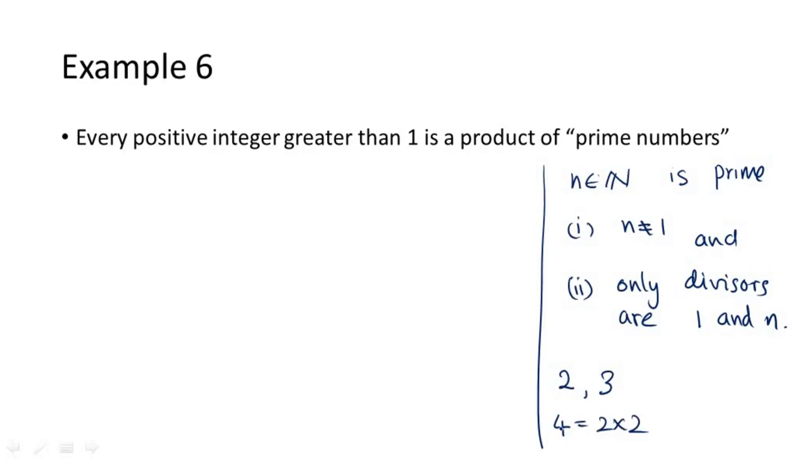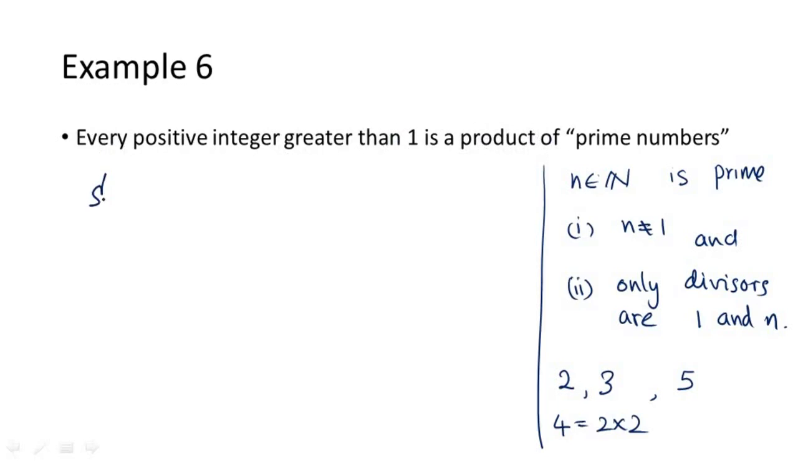Now 4 is not a prime number because 4 is equal to 2 times 2, and therefore 2 divides 4 and therefore 4 has a divisor that is different from 1 and itself. Now 5 is a prime number because the only divisors of 5 are 1 and 5, and 5 is of course not equal to 1.